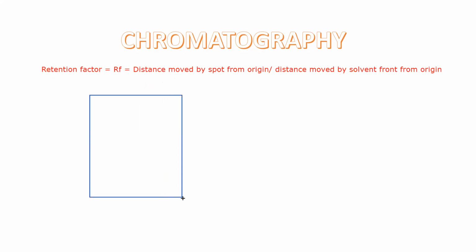For example, this is a chromatogram. I will explain what the retention factor is. Example, you have a chromatogram. This is the origin which you draw with pencil, and you place a sample here. When you place a sample, you observe two different spots. So the question is, is the sample pure or impure?